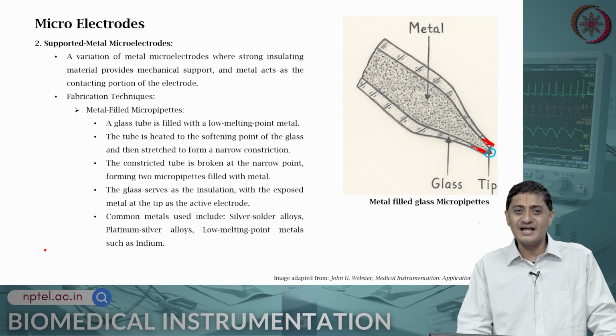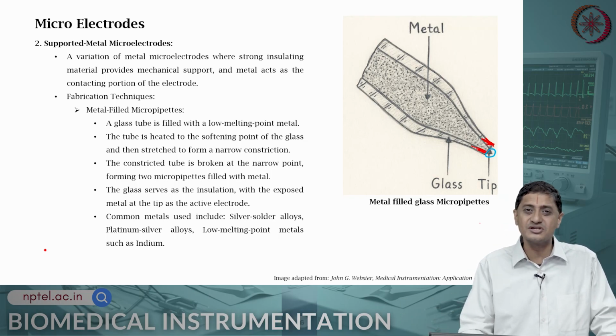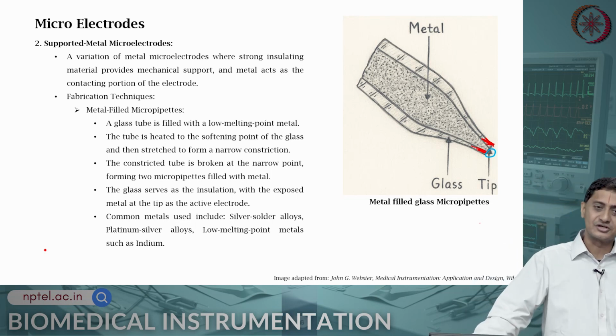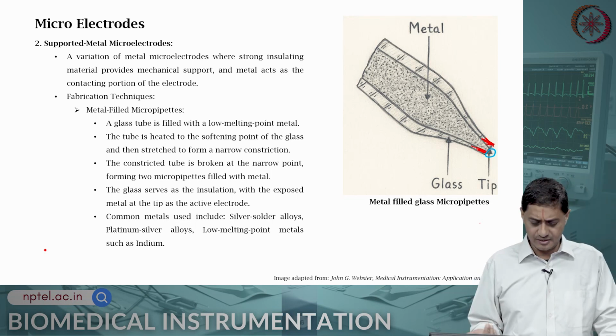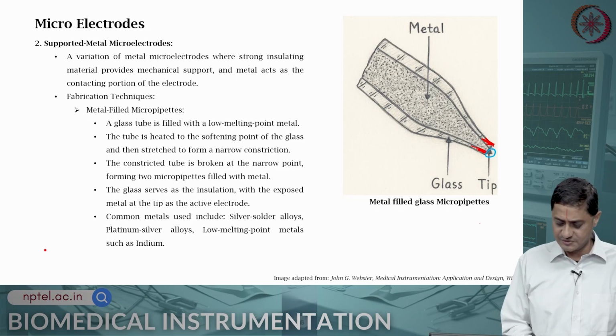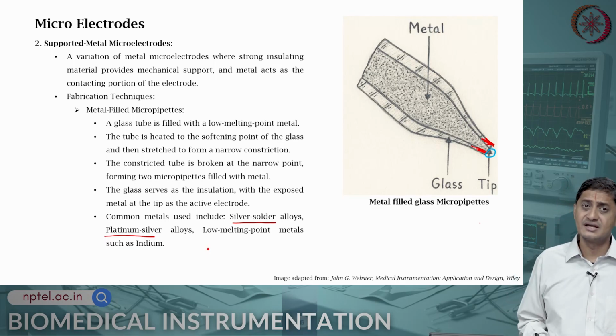And this glass, once it is cooled, will serve as an excellent insulation, also as an excellent mechanical support. But the exposed tip will continue to be a good conductor as the active electrode. What are the common metals used in this process? Silver solder alloys, platinum silver alloys, and other low melting point alloys such as iridium.